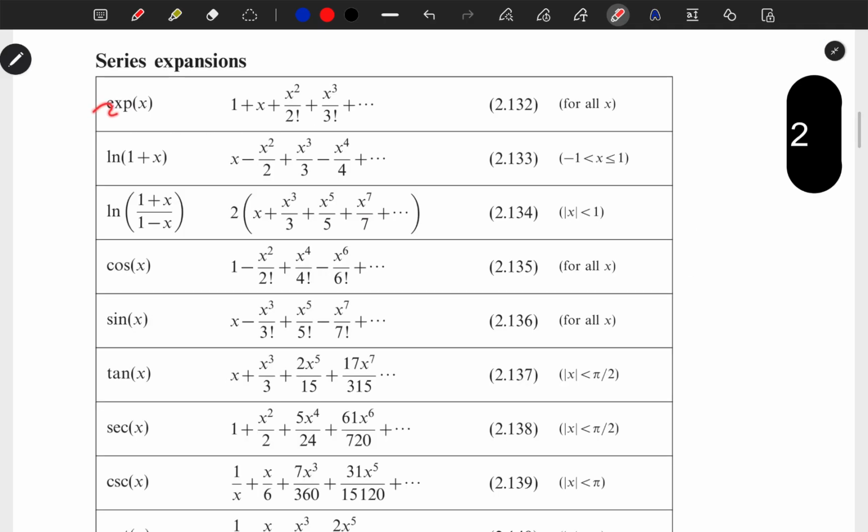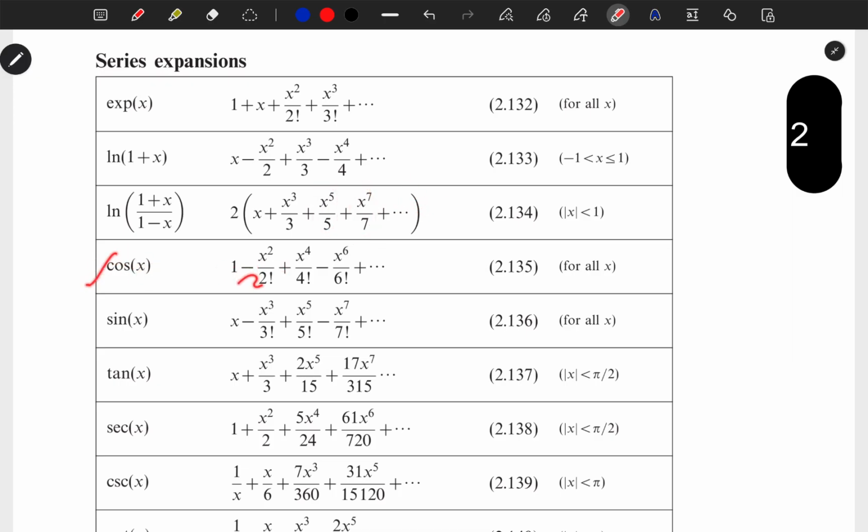Some known series: e to the power x is 1 plus x plus x square by 2 factorial plus x cube by 3 factorial, dot dot dot. ln(1 plus x) is x minus x square by 2 plus x cube by 3 minus x to the power 4 by 4, plus other terms. ln((1 plus x) by (1 minus x)) is 2 times of x plus x cube by 3 plus x to the power 5 by 5 plus x to the power 7 by 7 plus dot dot dot.